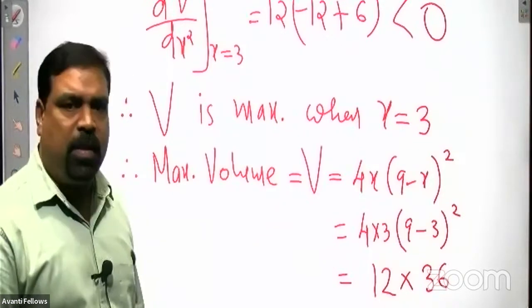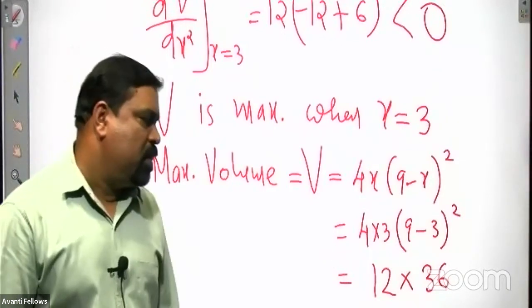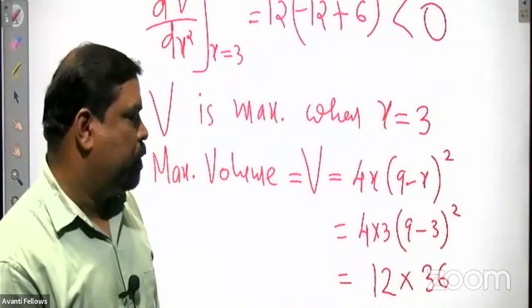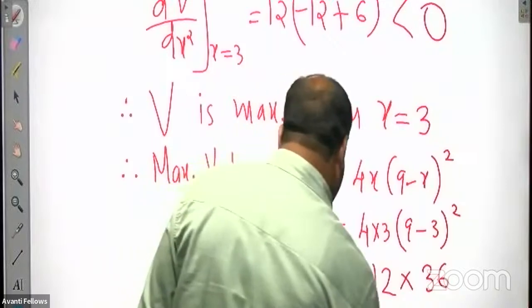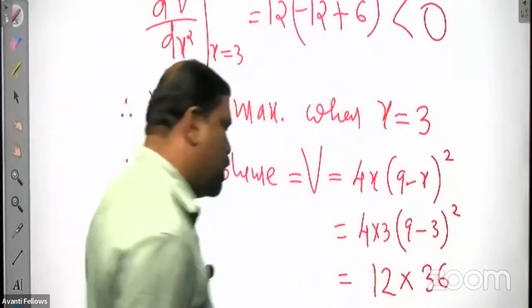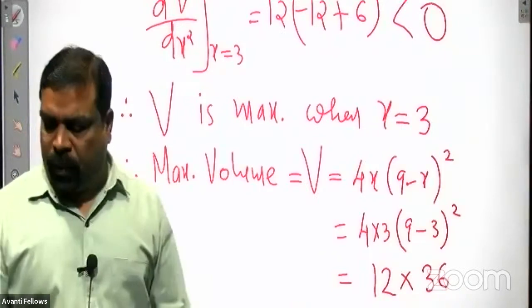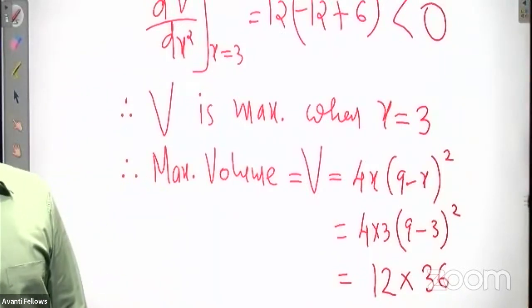So you have to multiply and get the answer. 432 may be the answer, I think. 12 into 36, so 360 plus 72. That you find out yourself.